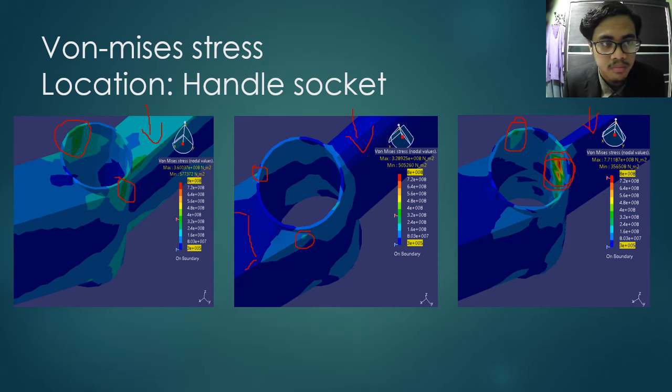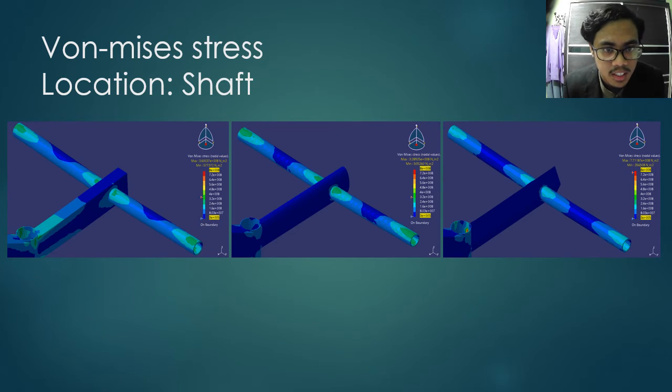Okay, so the next location for the volumetric stress is at the shaft. The first figure is about the rectangular model. We can see at the shaft, all three shafts have a regular pattern, but the value of each pattern is not the same.